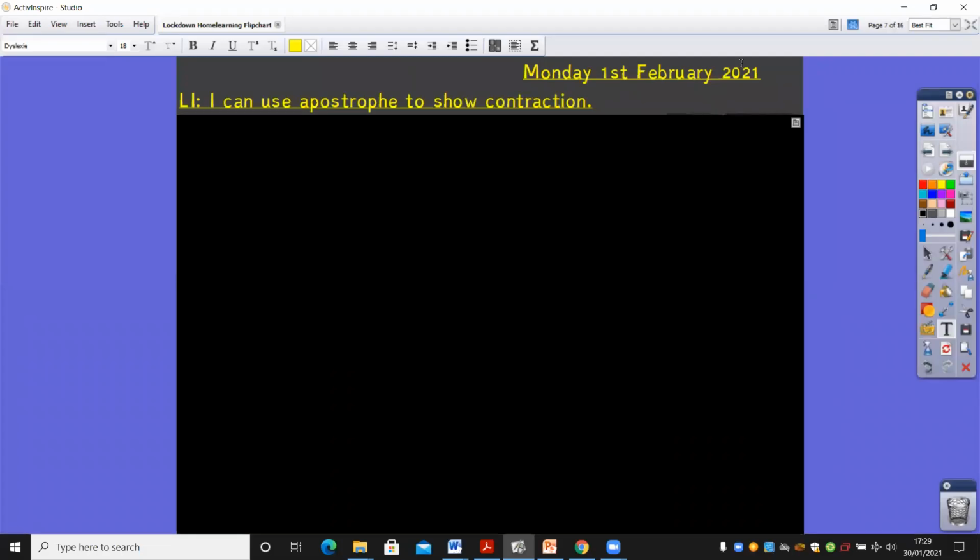Good morning, children. Today we are going to start our learning in English for this week by revisiting how to use an apostrophe to show contraction. This is a concept which we started to learn in autumn term, but we are going to revisit it again because we are going to be using contractions in our writing this week.